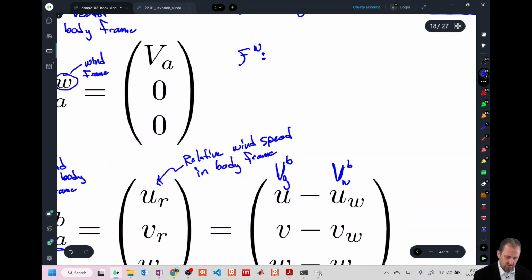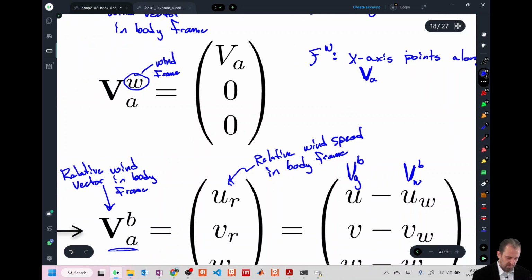The wind frame will be defined such that its x-axis points along the V, in bold, sub a. You'll notice we have a bold over here, and we have just a scalar right here.